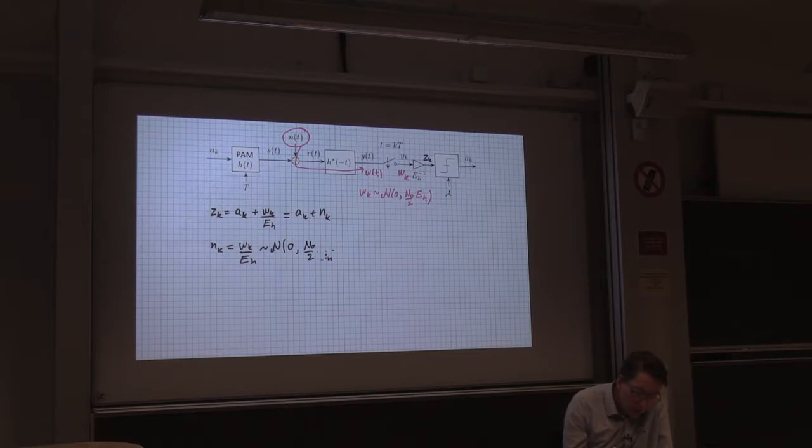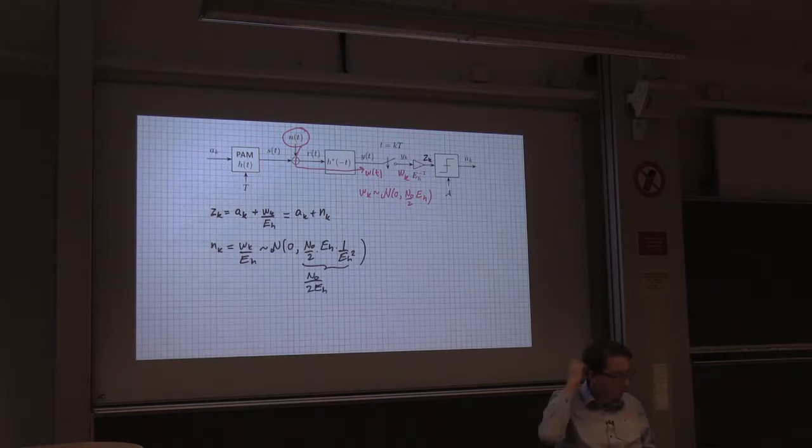Let me begin again. Okay, so what did we start with? We started with that: WK has variance N naught over 2 times EH. So let's start with that. Okay, and then when we divide through by EH, we change the variance by dividing the variance by EH squared. And therefore we get that the variance here is N naught over 2 EH.